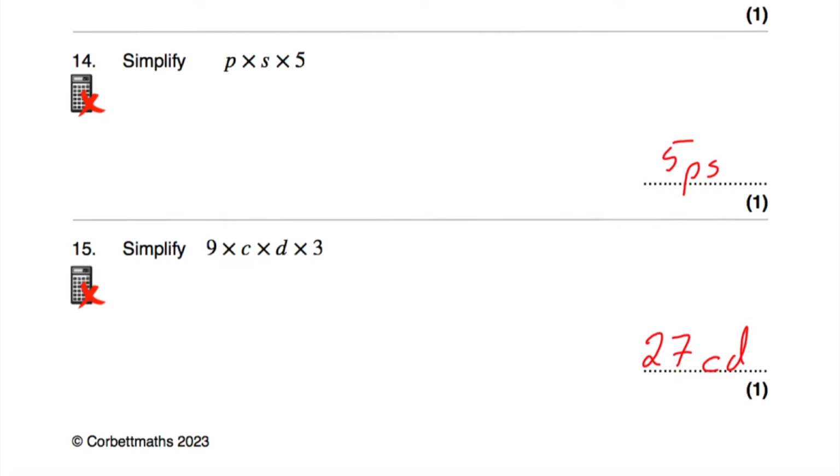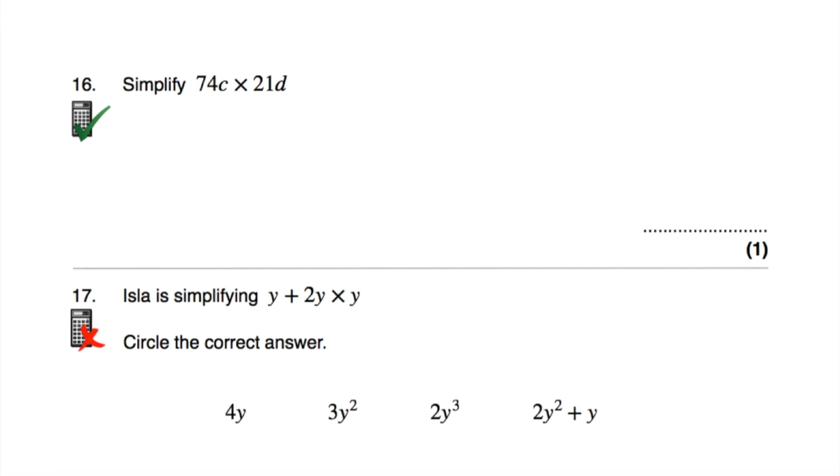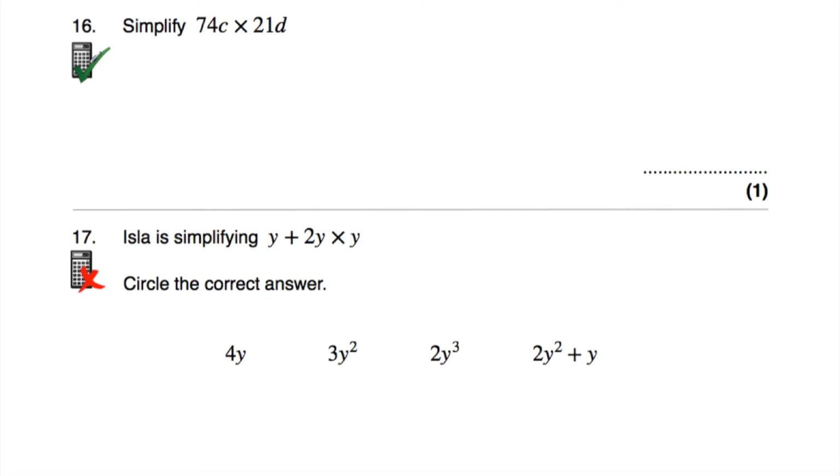Okay, let's have a look at our next question, question number 16. So question number 16, we've been asked to simplify, and this is a calculator question, which is quite nice because we've got 74c multiplied by 21d. So let's multiply the two numbers to begin with. So we're going to do 74 multiplied by 21, and on our calculator, I've just worked that out to be 1,554. And then we've got cd, so it's going to be 1,554cd. And that's it. So if we were asked to simplify 74c multiplied by 21d, the answer would be 1,554cd.